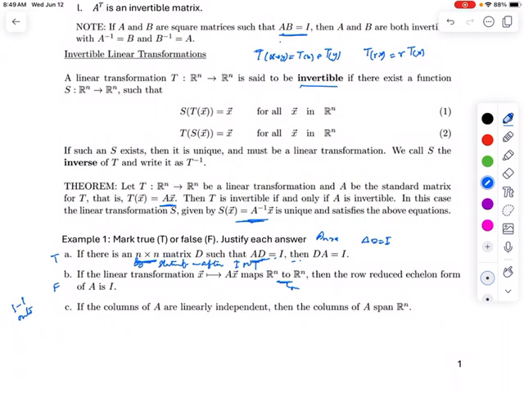Now, part C, if the columns of A are linearly independent, then the columns of A span Rn. So this is true. And why? Because the first one is true because of IMT E. The E says the columns of A form a linearly independent set. So we are in this statement in IMT E, and then that gives us IMT H. So yes, this is true.